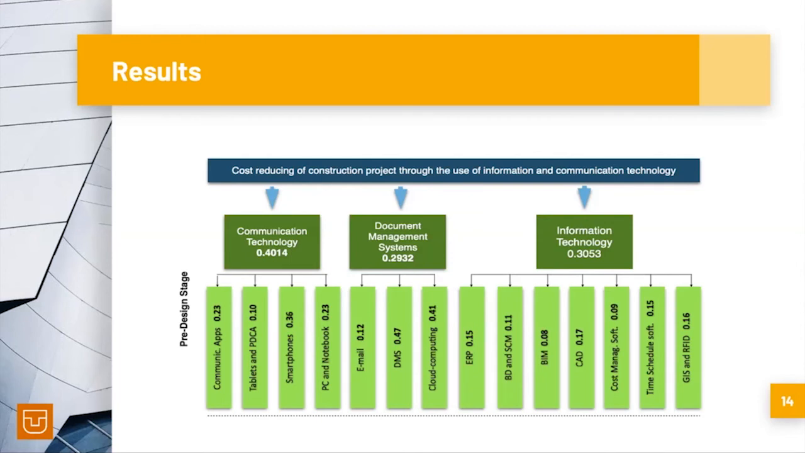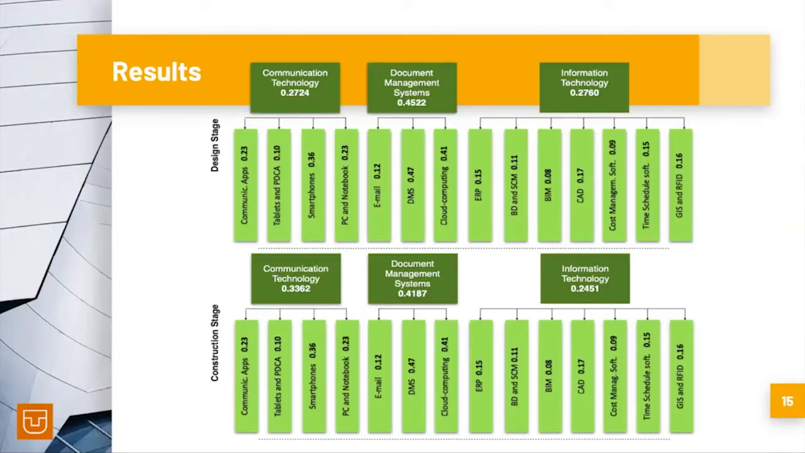Based on the AHP method, the model was designed that carries a wealth of information regarding the impact on cost reduction in the management of construction project. This model indicates the degree of impact of technology in a particular phase of the project. Communication technologies have greater impact in the pre-design phase. In the design stage, they have a significant share in reducing costs, the so-called document management systems. Their strength was also confirmed in the construction phase.